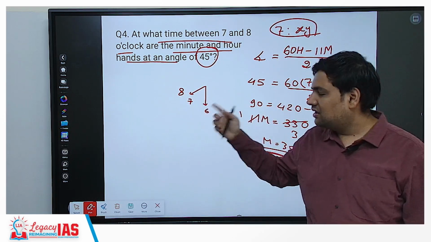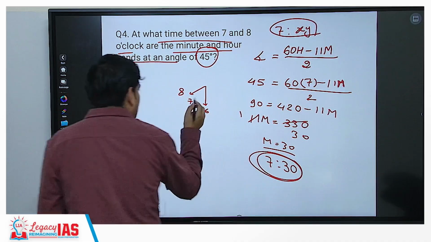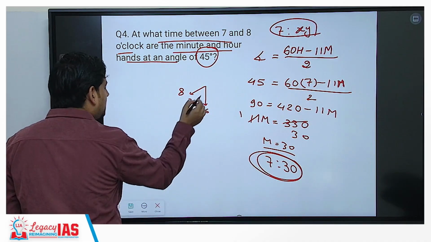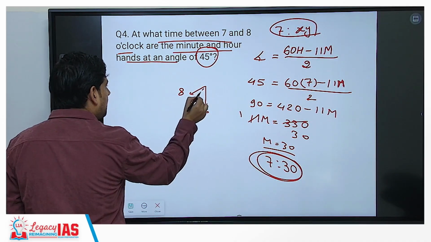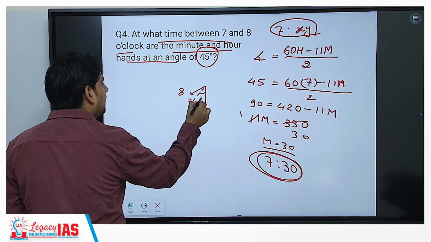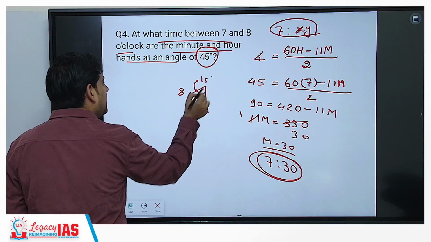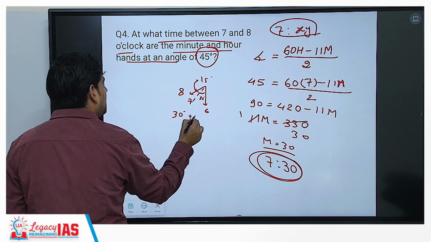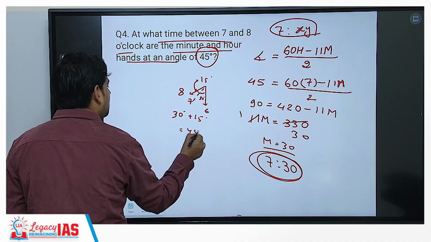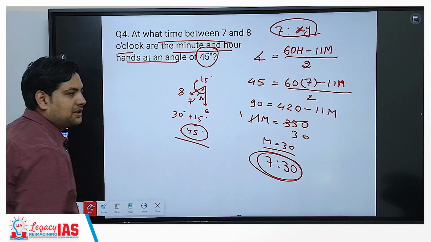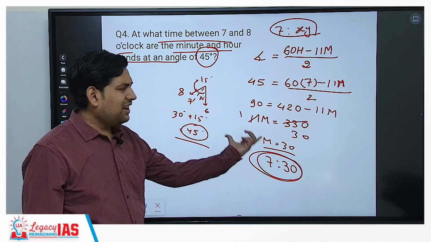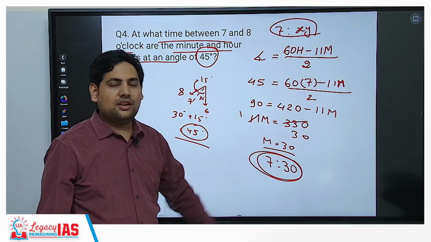So halfway between 7 and 8. This would have been 30 degrees, then halfway between 7 and 8 more, that is 15 degrees more. So this becomes 30 degrees plus 15 degrees, which equals 45 degrees. So that way also you can feel it. Otherwise, you can of course get it directly by the formula.